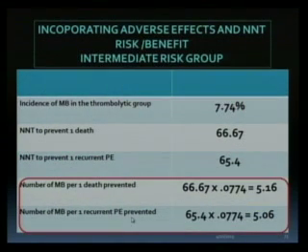How about the intermediate risk group? You would see that in order to save 1 life, you cause 5 major bleeding. In order to prevent 1 PE, you have to cause 1 major bleeding. Is it worth doing it in the intermediate risk group?